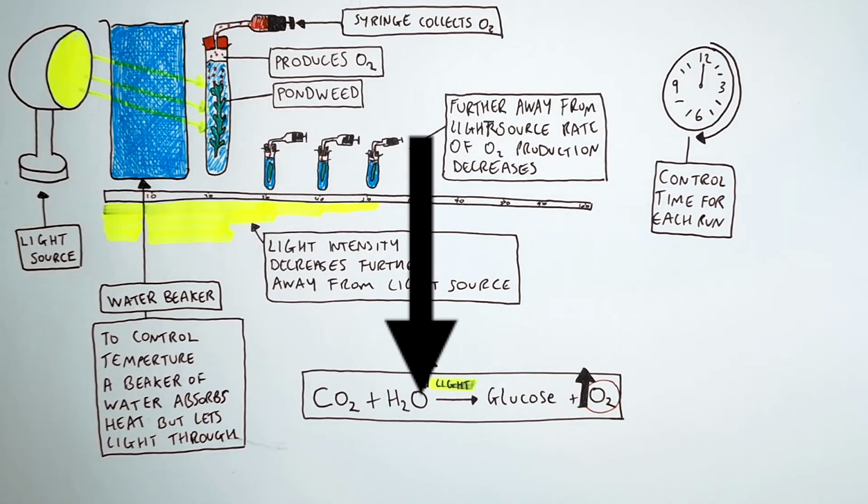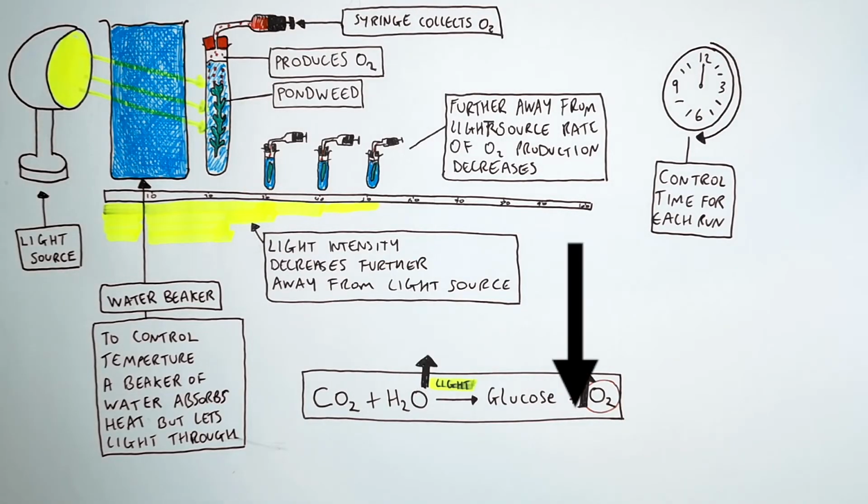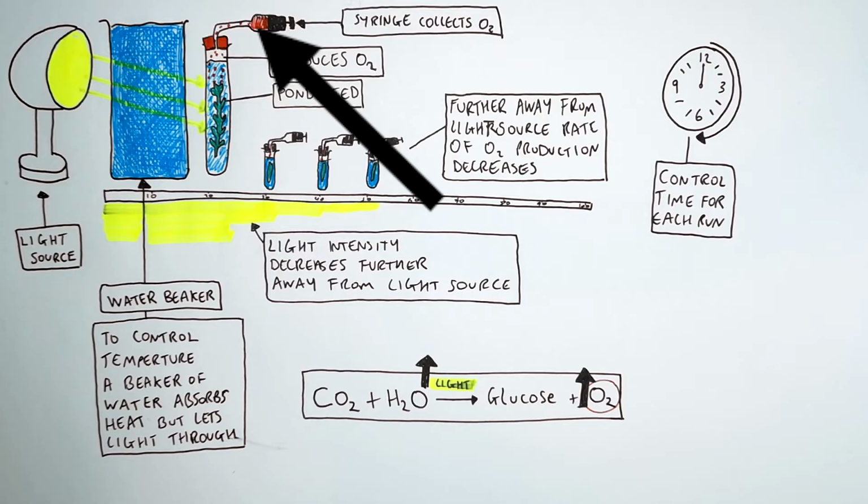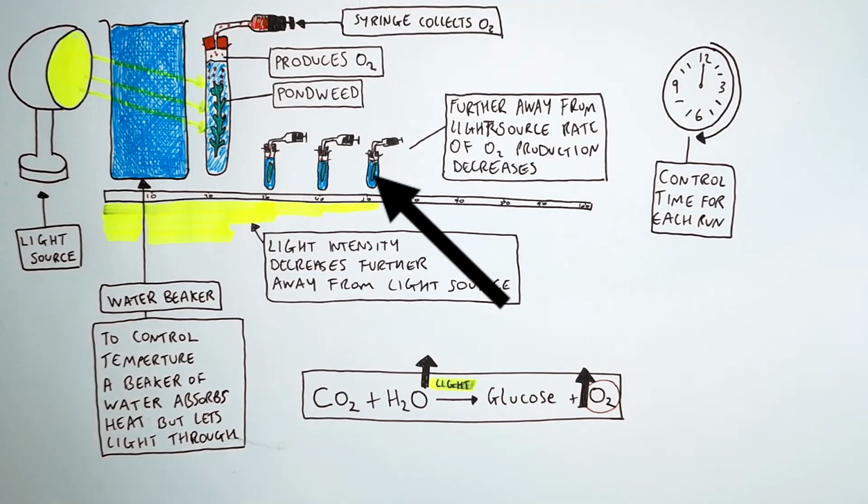Because if you decrease the light intensity, you're going to decrease the rate of photosynthesis. Therefore, if there is a lower rate of photosynthesis, there's going to be a lower rate of production of oxygen by the chloroplasts in the plant. Therefore, our syringes are going to collect a lower volume of oxygen the further away the plant is from the light source.